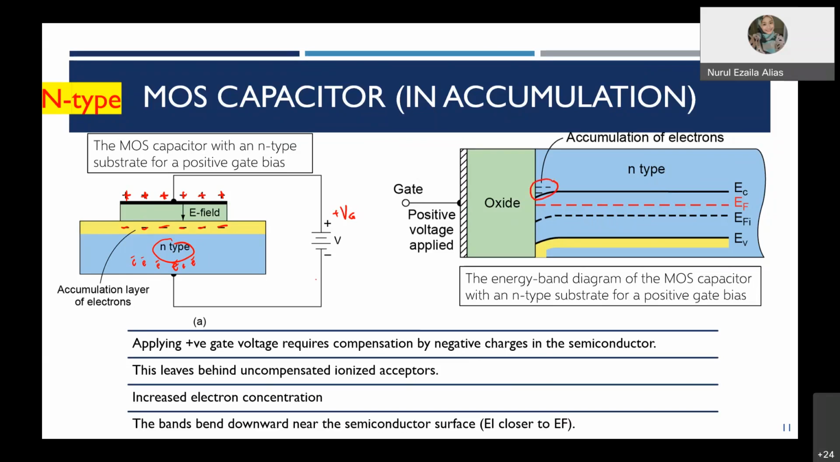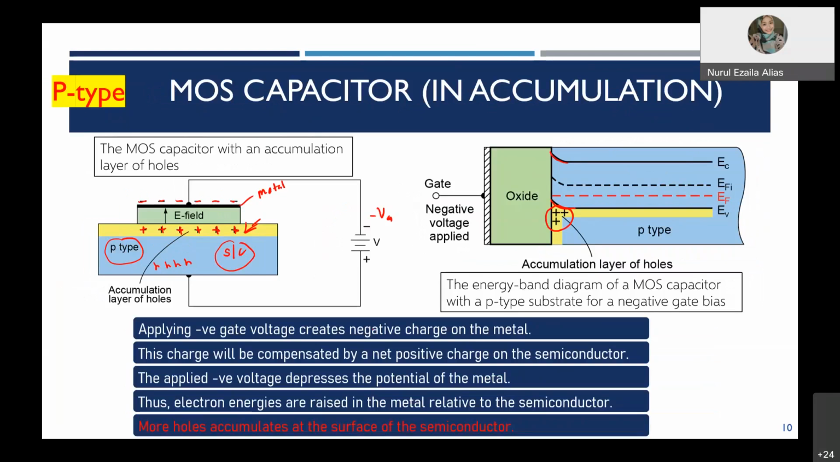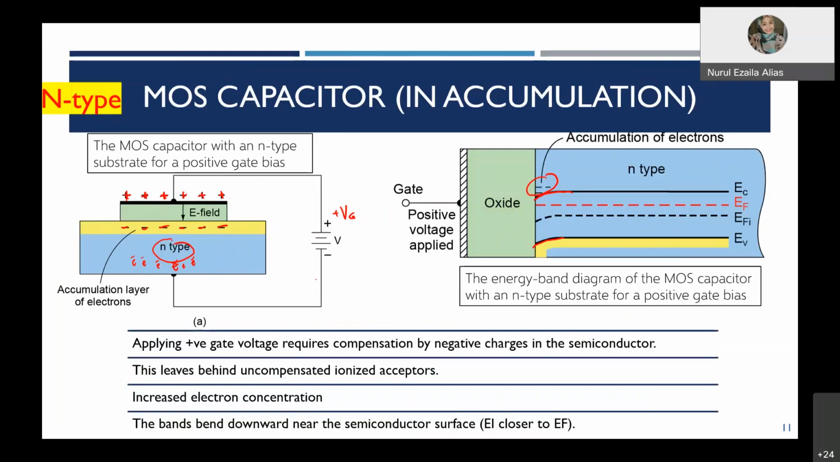Due to this, the energy band diagram will move downward. Okay, so the energy band diagram will move downward, like this. So we expect that, of course, both will be bending. But the bending depends on the type of carrier accumulated at the surface.